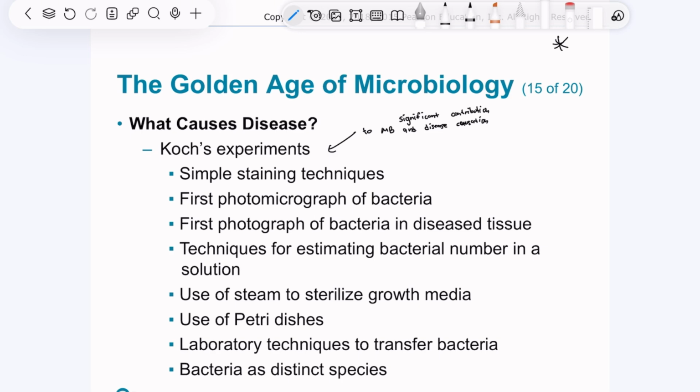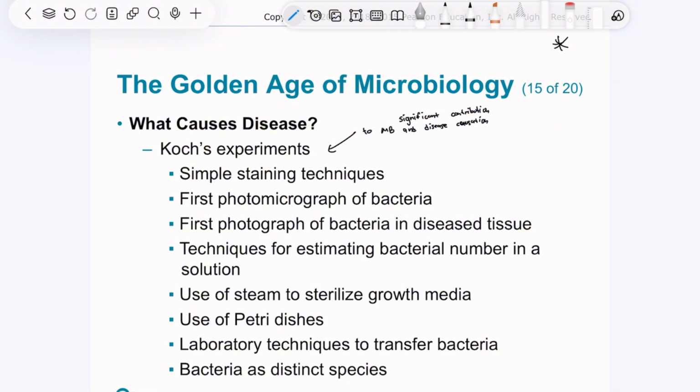We also have the first photomicrograph of a bacterium. Koch was the first to capture a microscopic image of a bacterium, which was a major step in documenting microorganisms. We also have the first photograph of bacteria in diseased tissue. Koch also provided the first image of bacteria present in infected tissues, directly linking bacteria to disease.